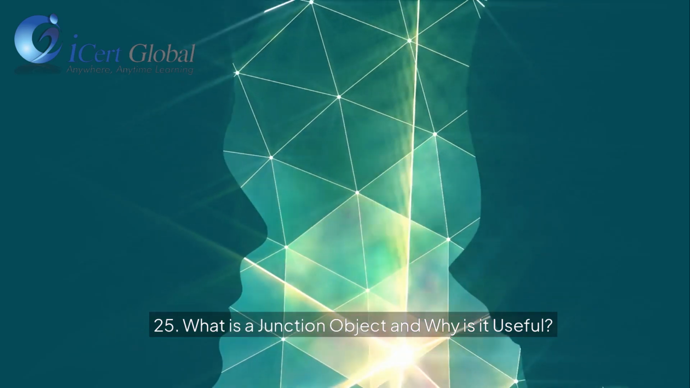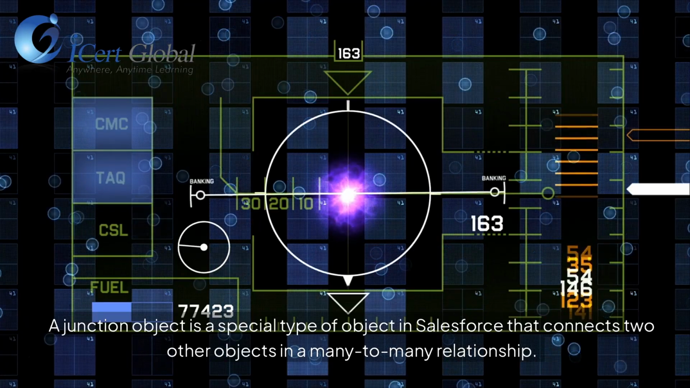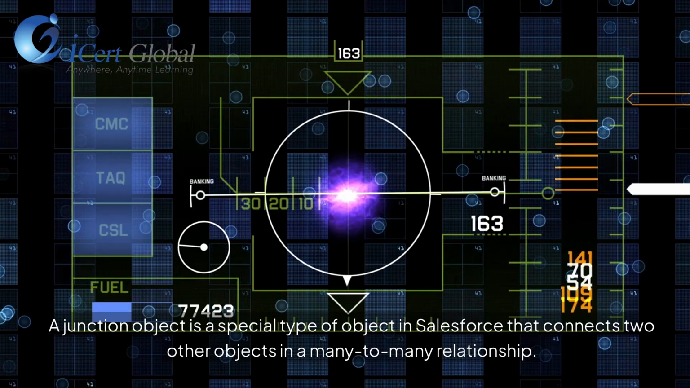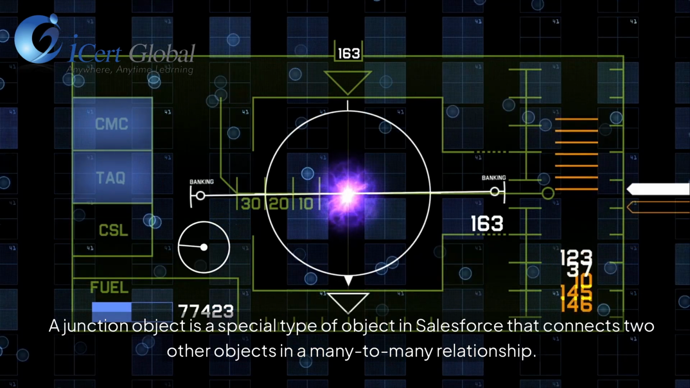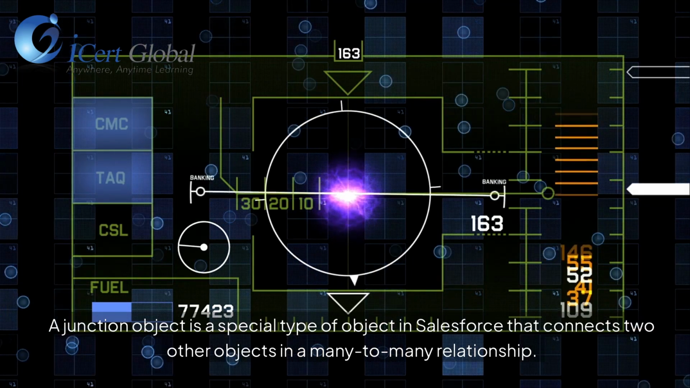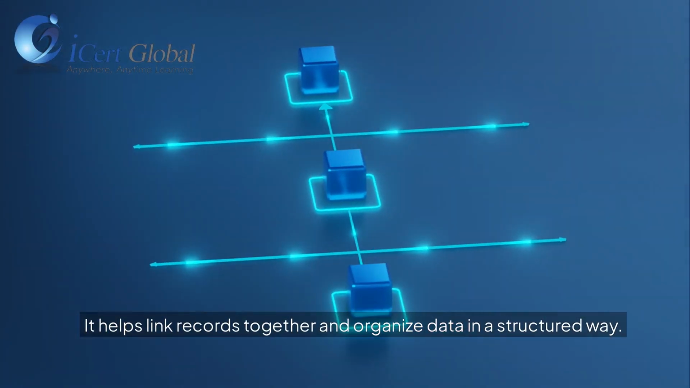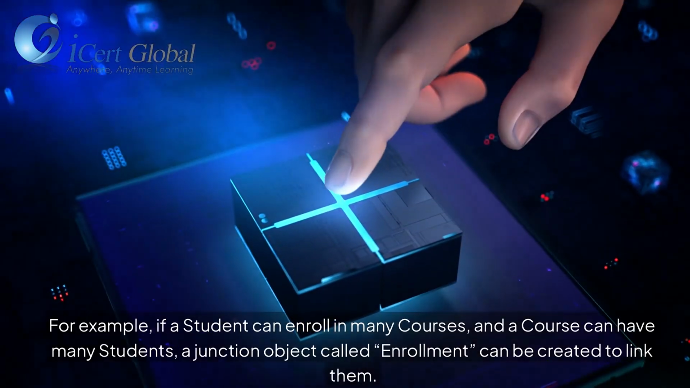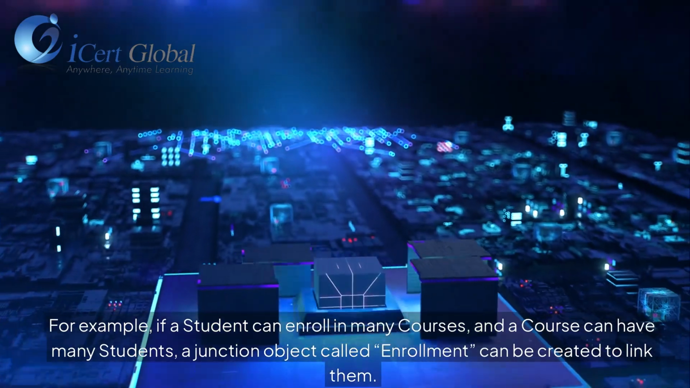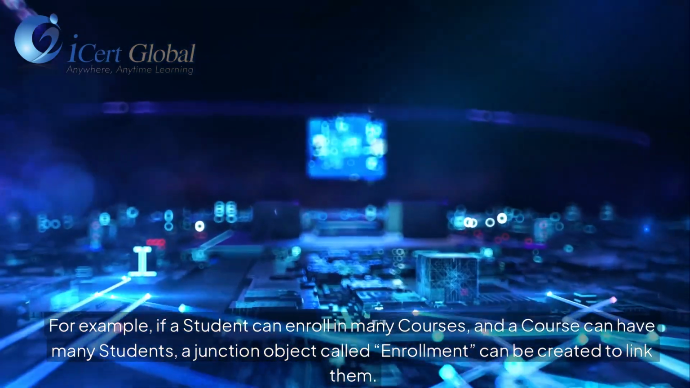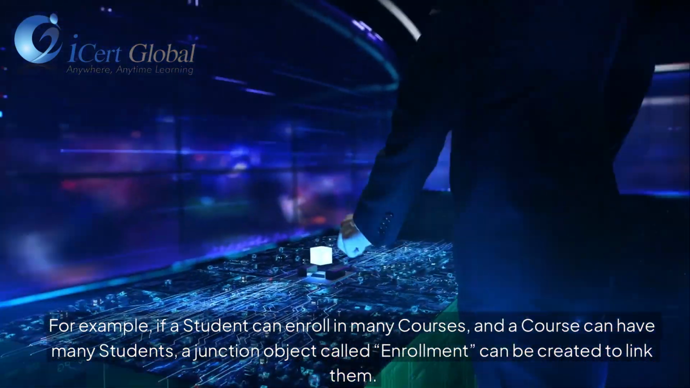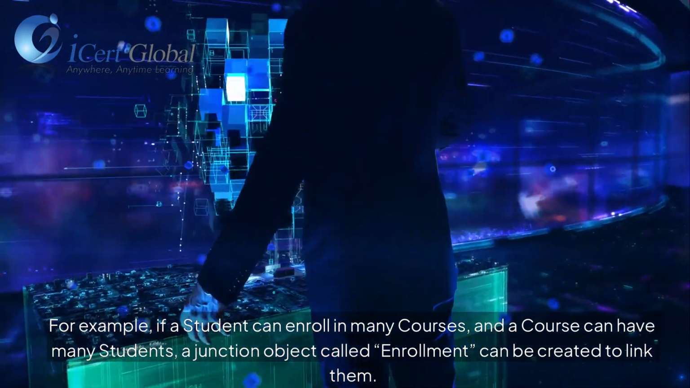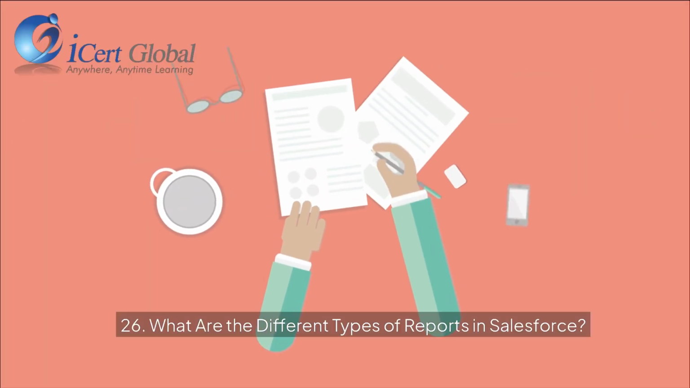25. What is a junction object and why is it useful? A junction object is a special type of object in Salesforce that connects 2 other objects in a many-to-many relationship. It helps link records together and organize data in a structured way. For example, if a student can enroll in many courses, and a course can have many students, a junction object called enrollment can be created to link them.